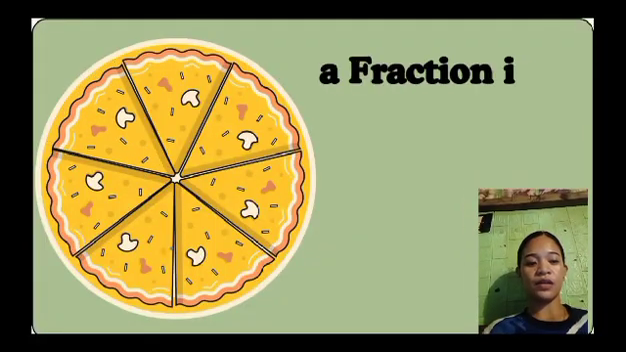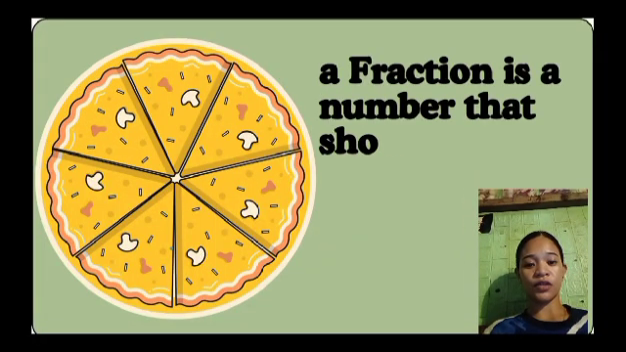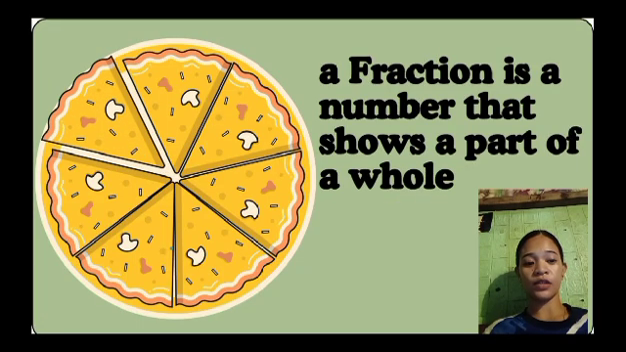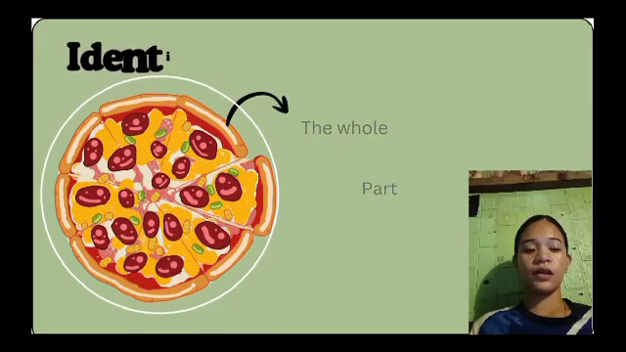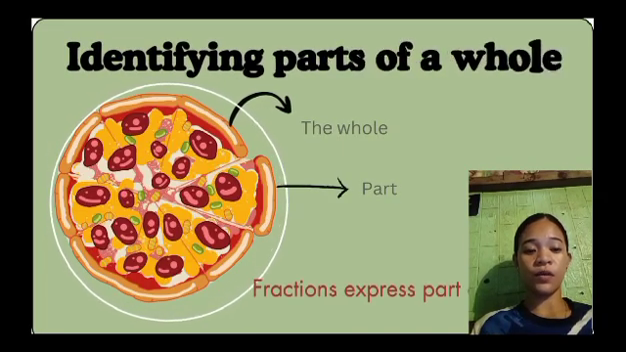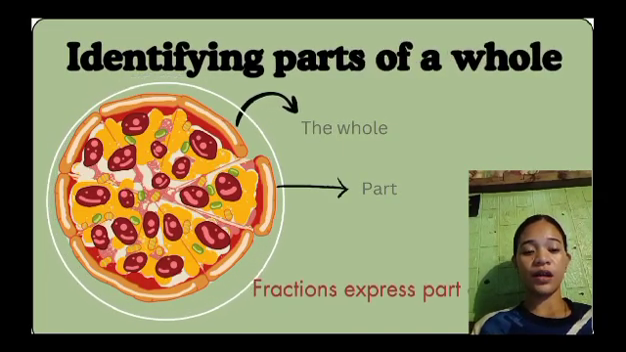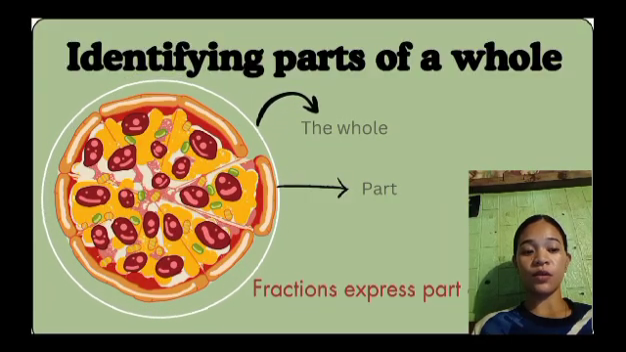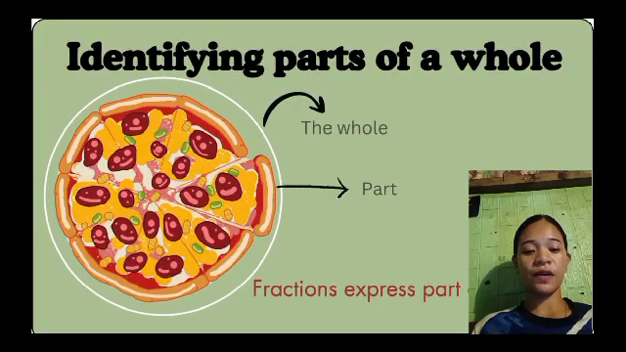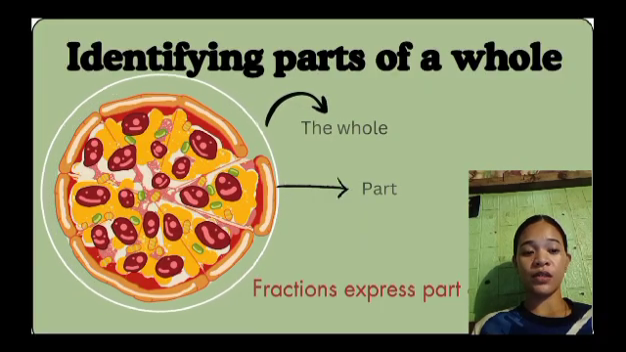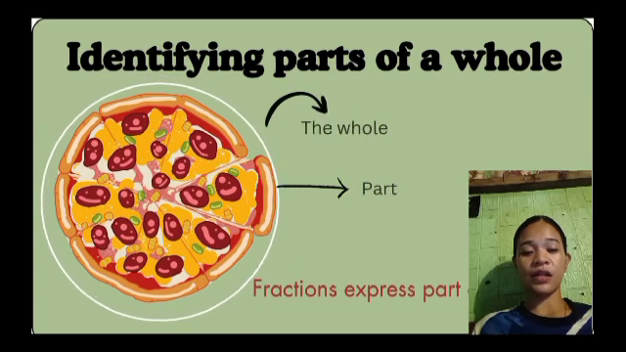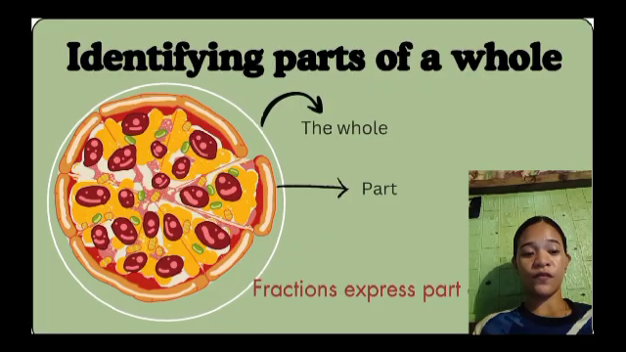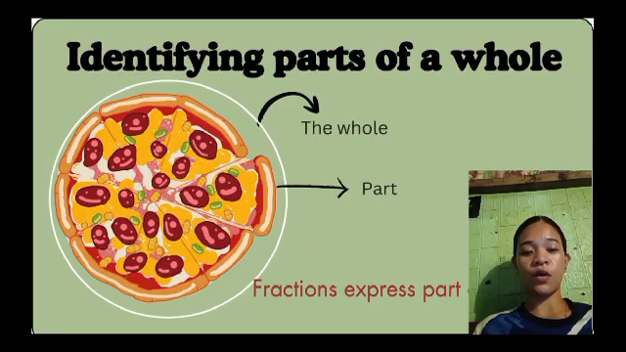So let's begin. What is a fraction? A fraction is a number that shows a part of a whole. In identifying parts of a whole, I have here a whole piece of pizza. The pizza itself is called the whole. I divided it into 8 parts, or 8 slices. Each slice is called a part. So, fractions express part of a whole.